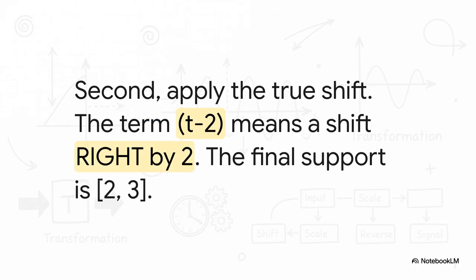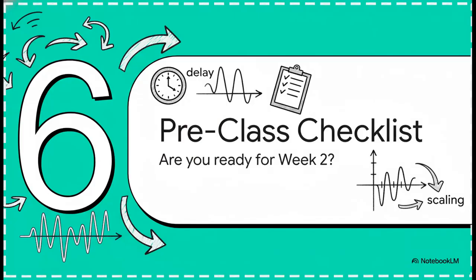And finally, step 3. We apply that true shift that we found. The t minus 2 part tells us to shift everything to the right by 2 units. So we take our compressed pulse, which lives between 0 and 1, and we just add 2 to its boundaries. The start point at 0 moves to 0 plus 2, which is 2. The end point at 1 moves to 1 plus 2, which is 3. And there it is. Our final signal, properly scaled and shifted, now exists on the interval from 2 to 3. That's our answer.